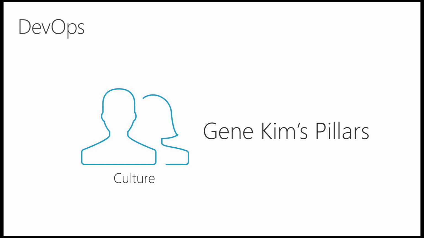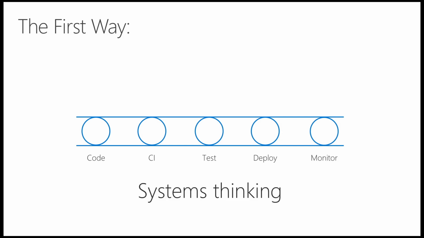You can think of these as pillars of how you approach any kind of software solution from a DevOps mindset, and why that is so important. So the first way, the first pillar that Gene Kim talks about, is systems thinking. That is, we can't take something like our development pipeline and only think about and optimize each individual piece.